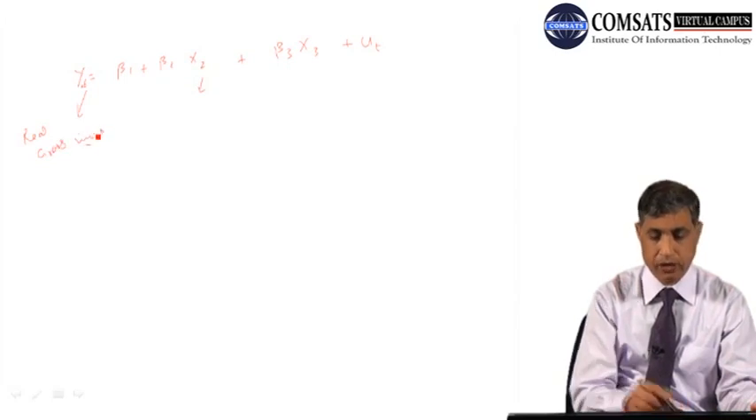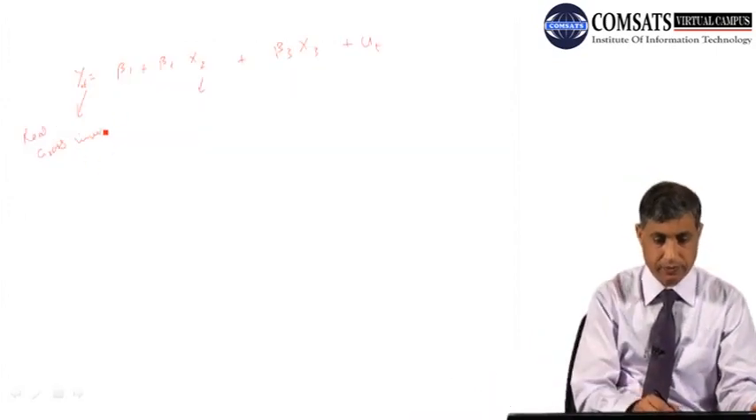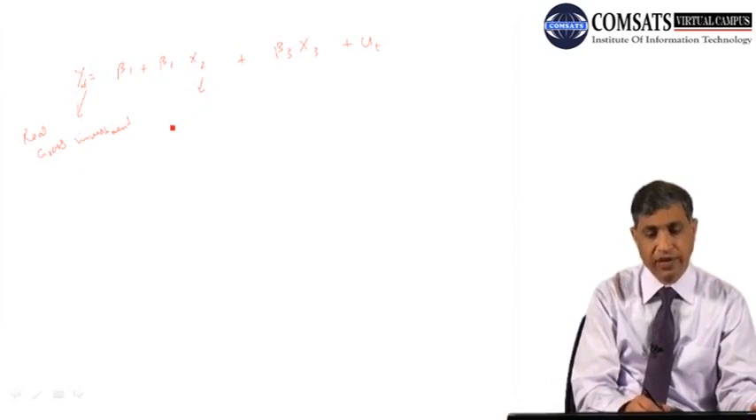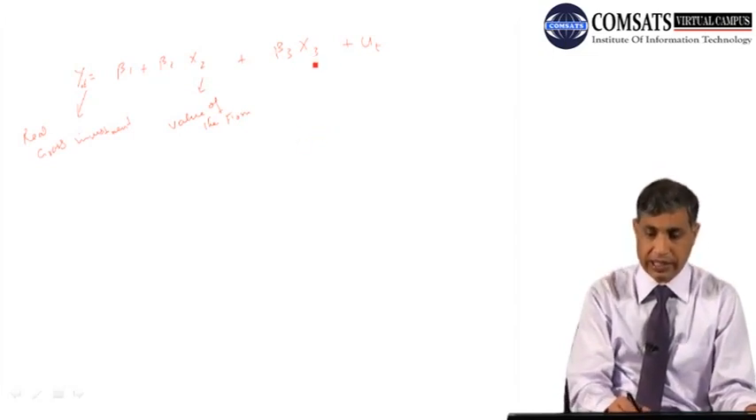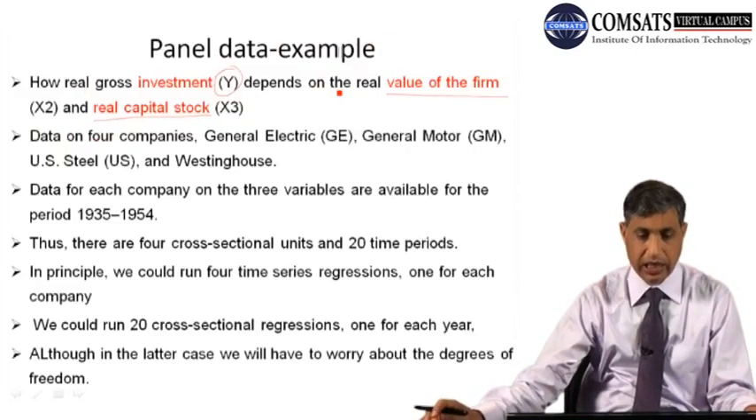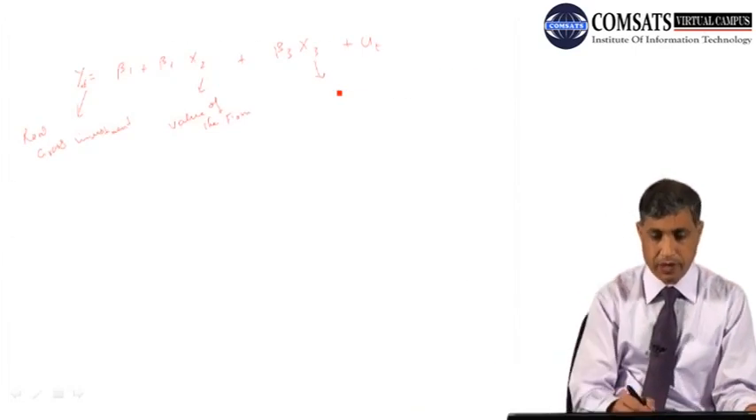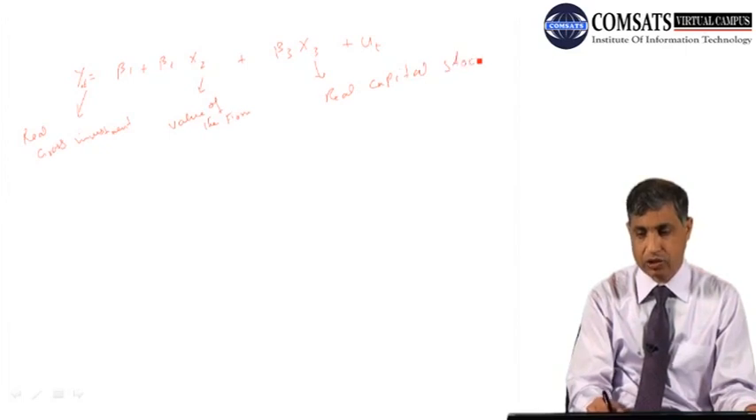This is Yit, and Y is the real gross investment. And you can see that X2 is the value of the firm. You are a project manager and you know the value of the firm, because you make projects about this and that. And X3 is the real capital stock. Do you know what capital is and what capital stock is? I think it is not necessary to explain.